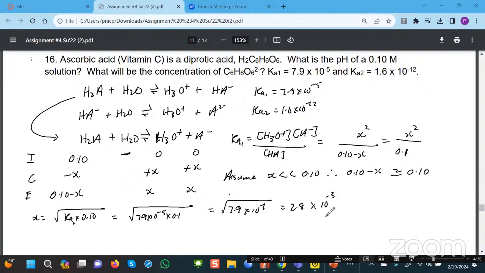All right. And then I'm going to determine the percent dissociation, because we need to see whether or not the assumption we made here is valid, which I think it is, but just to play it safe, let me put it down here. Percent dissociation would be equal to the concentration of hydronium.